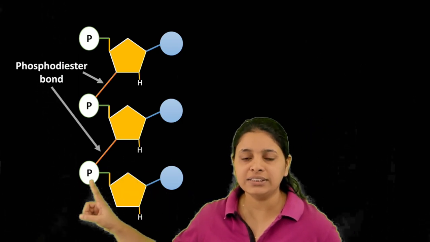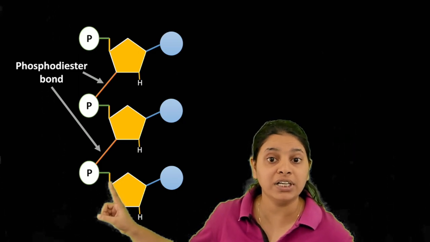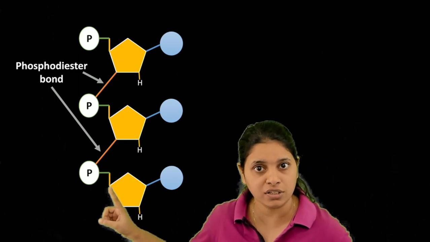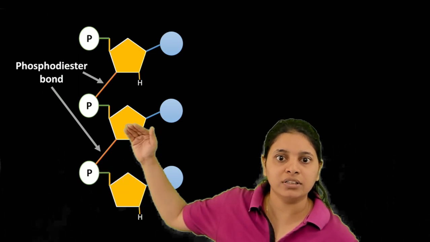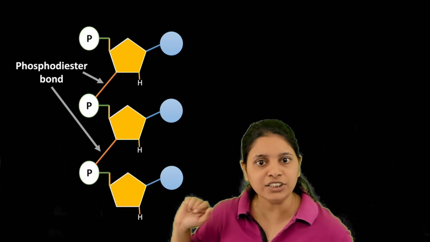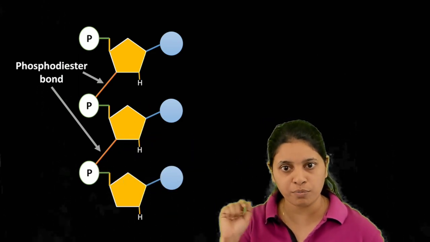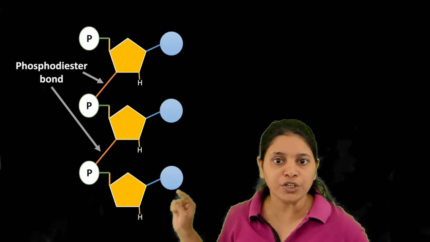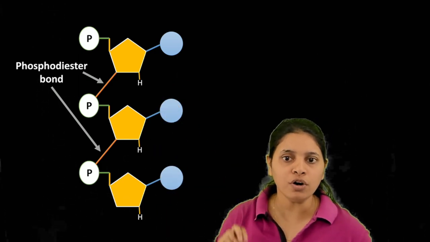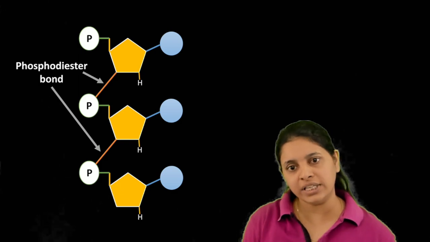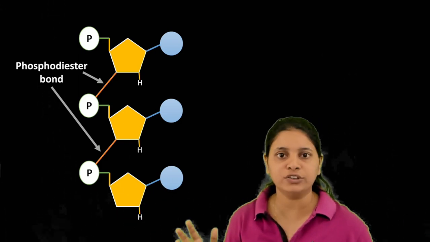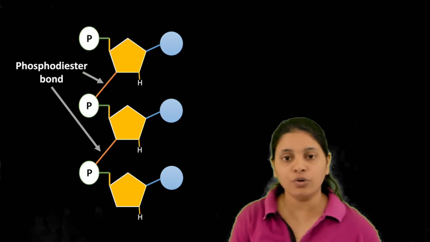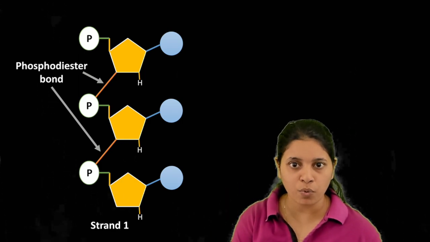This phosphate is attached to its sugar with the help of an ester bond or phosphoester bond. There is another ester bond formed here to join the adjacent nucleotides. That is why it's called a phosphodiester bond. To join three nucleotides, we have two phosphodiester bonds. So, in this way, you can join many more units and form long strands of DNA, right? So, this is our strand number 1.